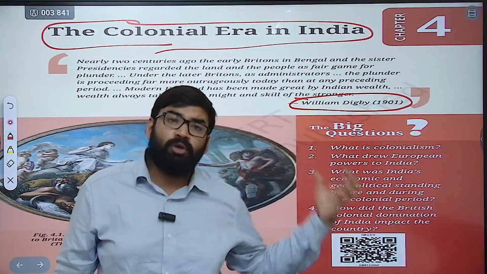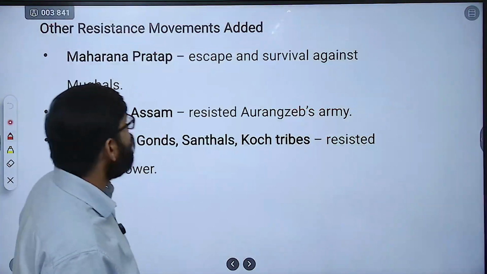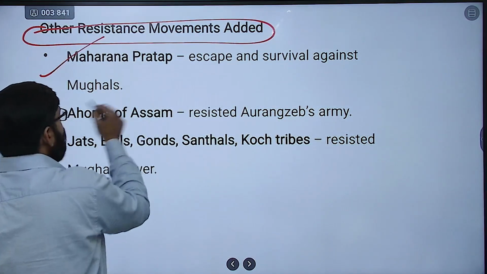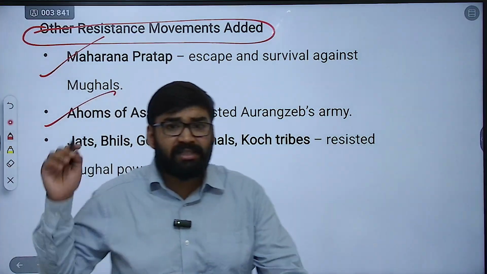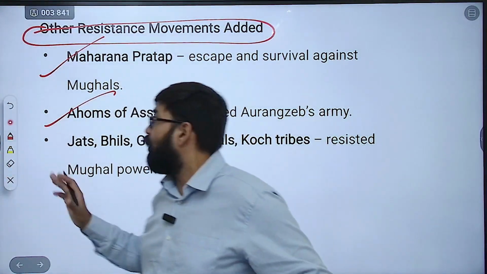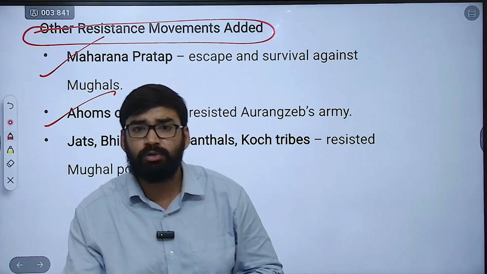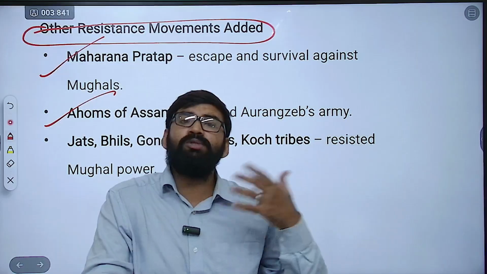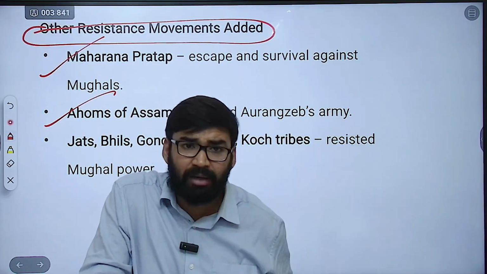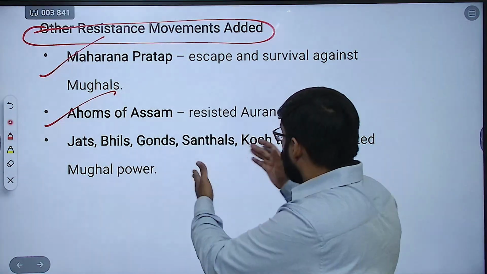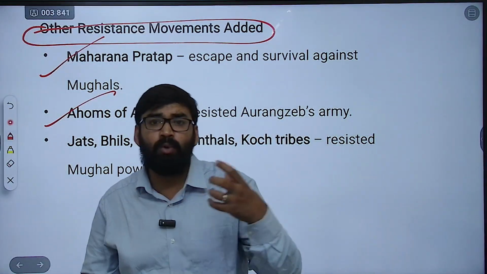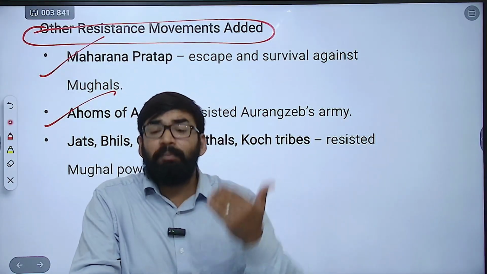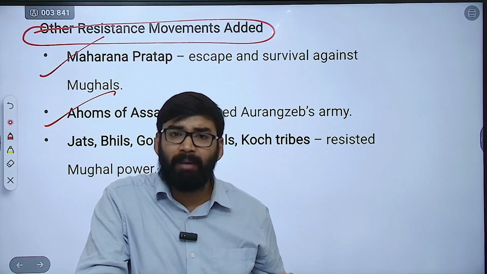Okay, and not only these things, other resistance movements are also added, like Maharana Pratap, Ahoms of Assam. So this time, this NCERT has mentioned other resistance, small rulers also, like Maharana Pratap, escape and survival against the Mughals. Ahoms of Assam, who resisted Aurangzeb's army. Then Jat, Bhils, Gond, Santals, Kush tribe, who resisted the Mughal power.